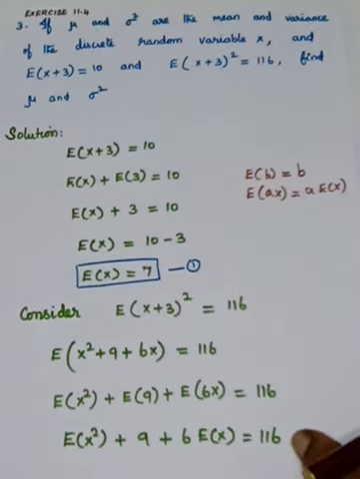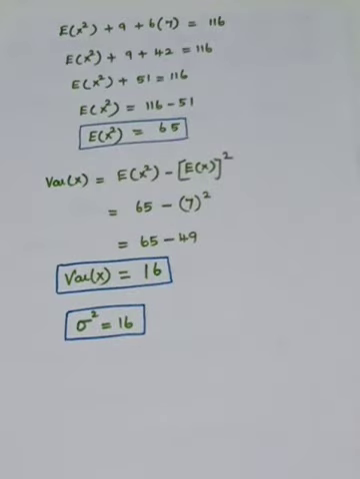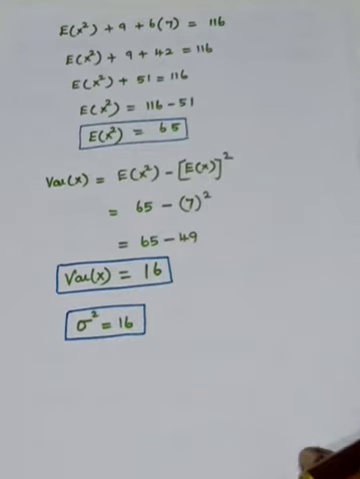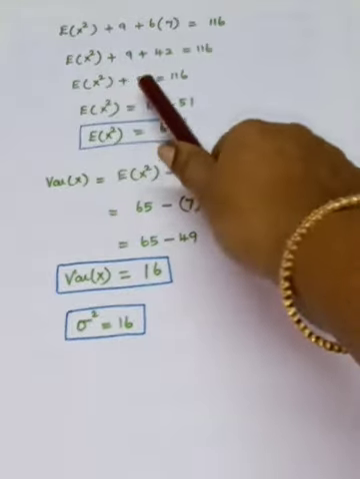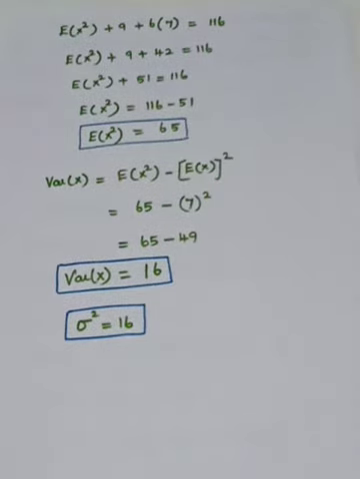So therefore E of x squared plus 9 plus 6 sevens, 42, is equal to 116. 42 plus 9 is 51. Okay, 51 when you take it to the right side it is minus 51. So 116 minus 51 is 65. So what is asked? Mean and variance. Already we have found mean. What is mean? E of x. E of x we have found.